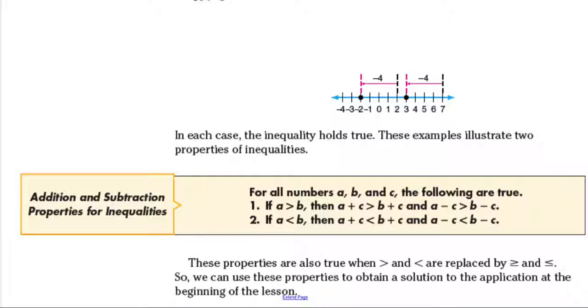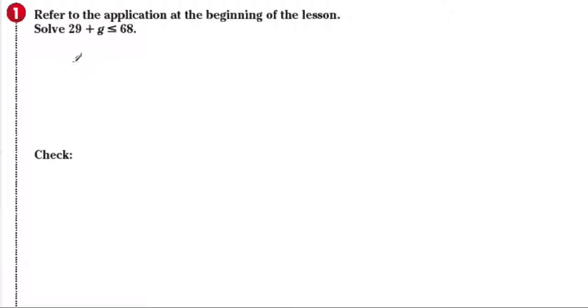So what it's saying is this: this property can hold true even if it's less than or equal to as well. So they're true for these inequalities as well. And now we can go and solve the problem at the beginning of the lesson. We want to solve 29 plus g is less than or equal to 68.